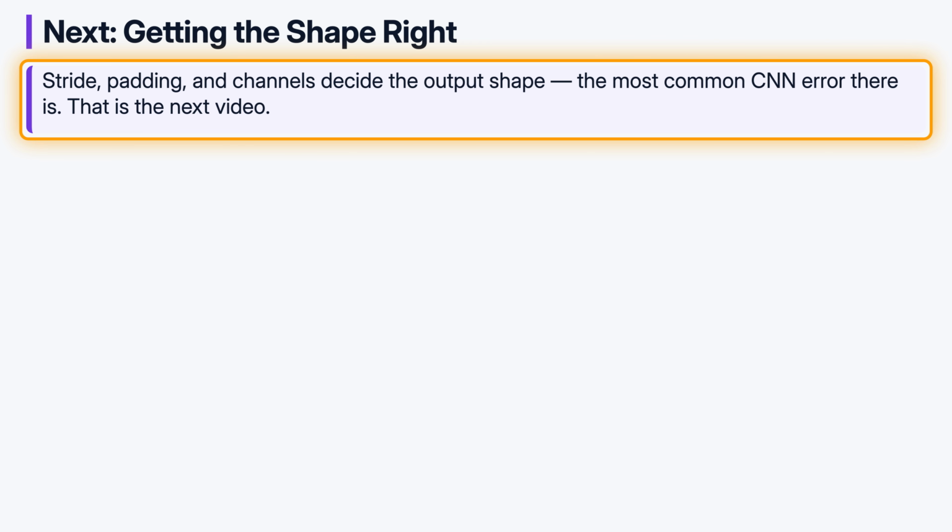One question is still open. What size is the output? Stride, padding, and channels decide the output shape, and getting it wrong is the most common CNN error there is. The next video makes it come out right the first time.